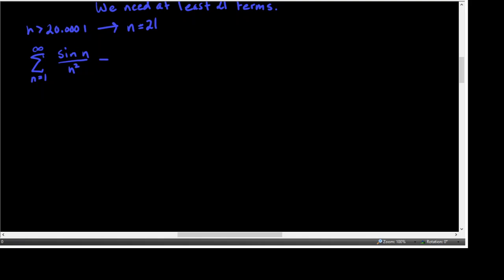So anyway, let's expand this one out. That'll be sine of 1 over 1 squared, plus sine of 2 over 2 squared, plus sine of 3 over 3 squared, plus sine of 4, etc.